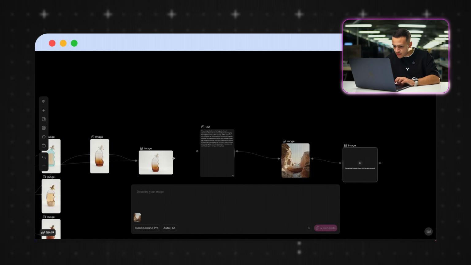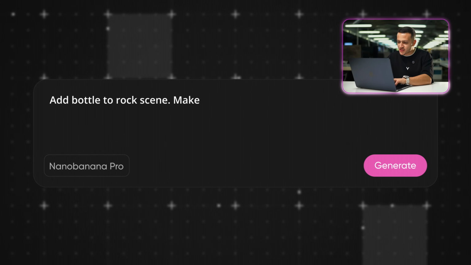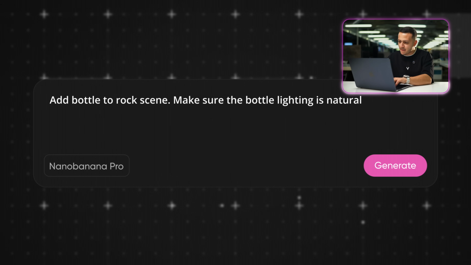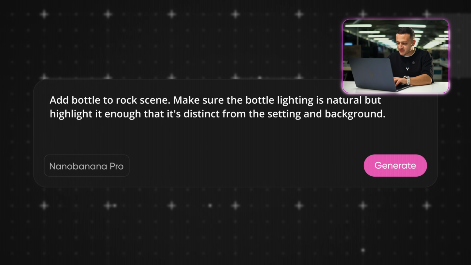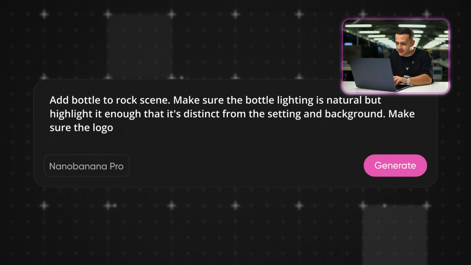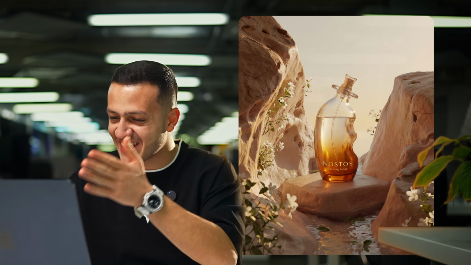Create a new image node from the background node. Connect the bottle with the logo on the new image node and open up the prompt box and type this. Add bottle to rock scene. Make sure the bottle lighting is natural but highlighted enough that it's distinct from the setting and background. Make sure the logo and subheader are clear and bright. After a few moments, we have an amazing and ready to post image with a studio quality background. Look at this.